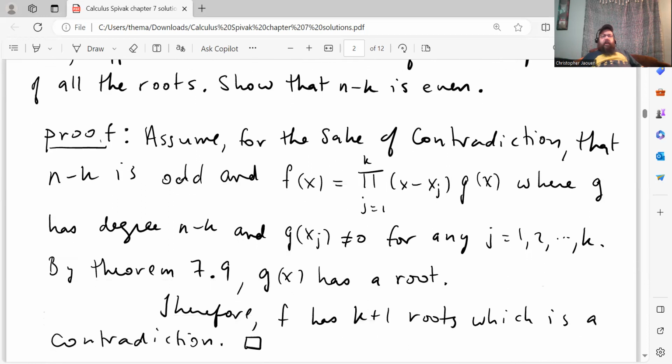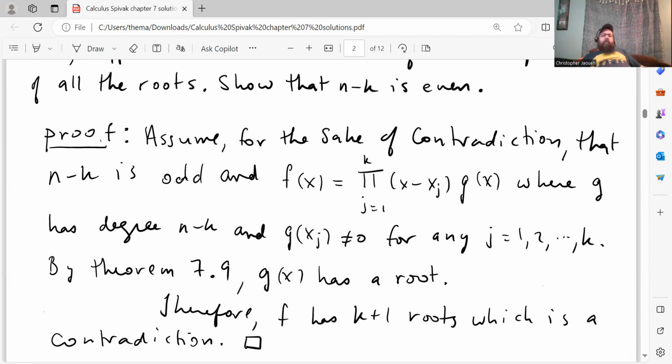Right, here's my proof. Assume for the sake of contradiction that n minus k is odd. We want to show that n minus k is even, but for contradiction we'll assume that it's odd, and that f of x is equal to g of x times the product of (x minus xj), j going from 1 to k. So here, all the xj's are roots of this polynomial function, not necessarily all distinct. Some of them might have multiplicity bigger than 1, where g has degree n minus k, and g of xj is not 0 for any j, 1, 2, etc. up to k.